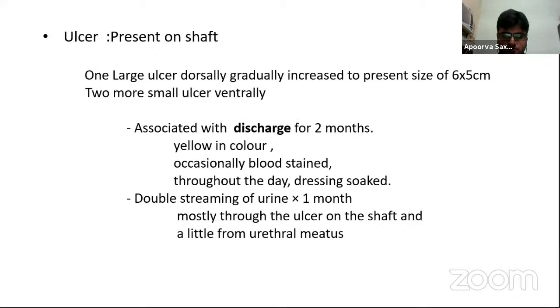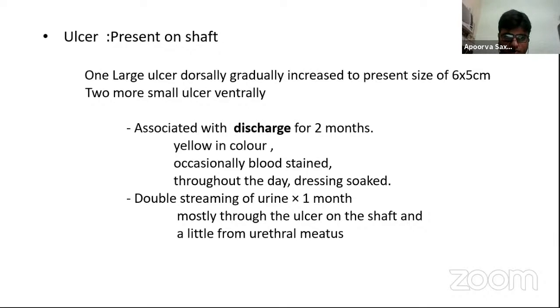History of presenting illness: patient was apparently well 3 months back when he noticed an ulcer on the dorsal aspect of the shaft of the penis of size 3 by 3 centimeter, which gradually increased to the present size of 6 by 5 centimeter. 2 other small ulcers were also present ventrally. Ulcers were not painful. Ulcers were associated with discharge for the last 2 months, which was yellow in color, occasionally blood-stained, and throughout the day, dressing was soaked.